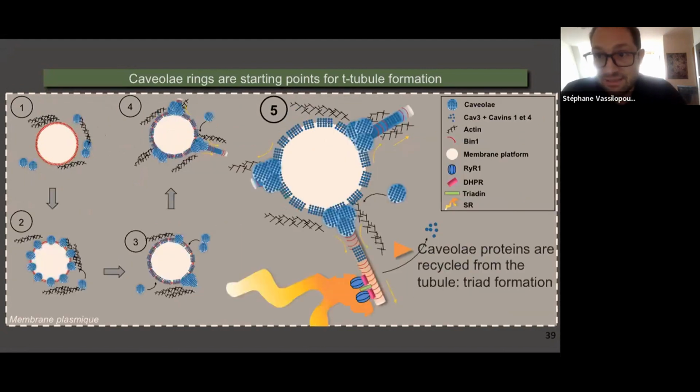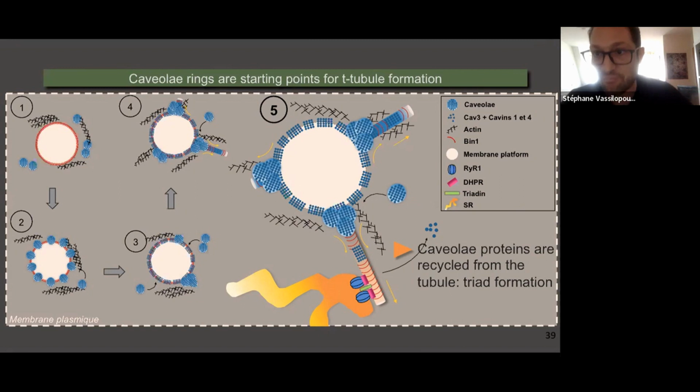And these tubes ultimately connect with the sarcoplasmic reticulum terminal cisternae containing the ryanodine receptor and start forming the early couplings that are important for the maturation of the muscle cell to reach a degree where the cell will be able to form mature tubules.